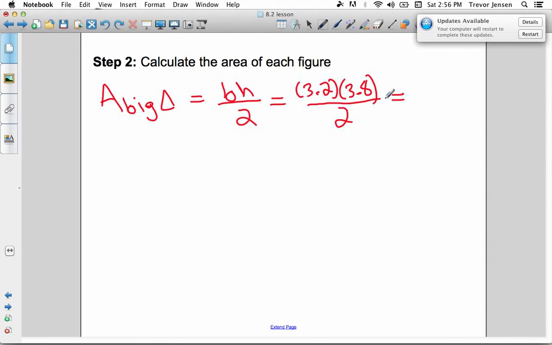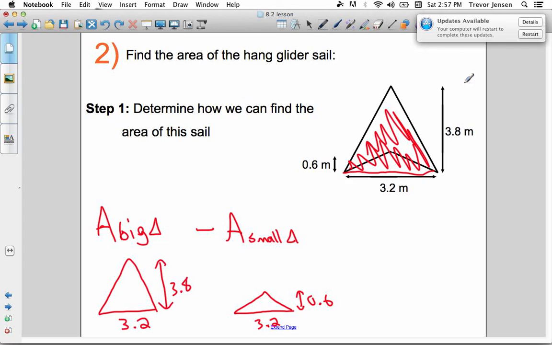3.2 times 3.8. I get 12.16. Divide that product by 2. I get 6.08. I'll round that to the nearest tenth and get 6.1 meters squared. Are we in meters? I forgot to check. Yes, we are in meters.